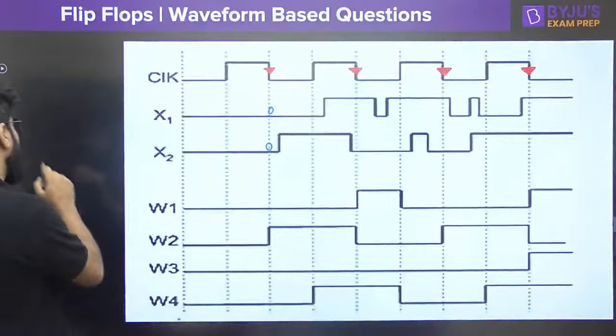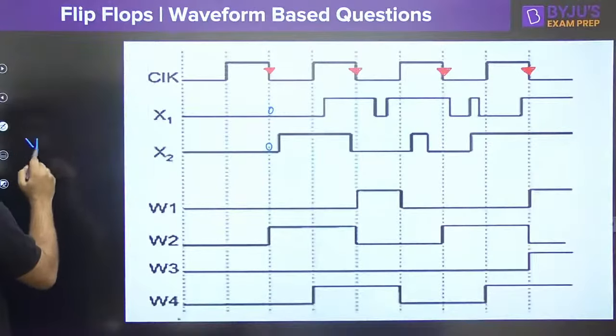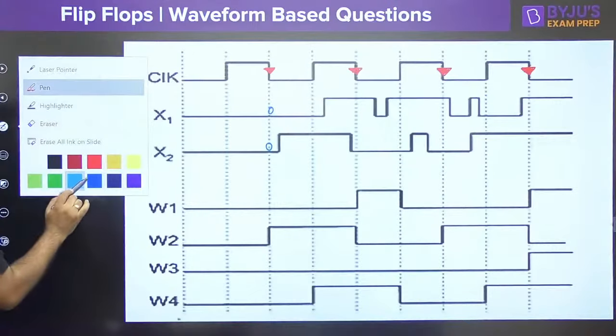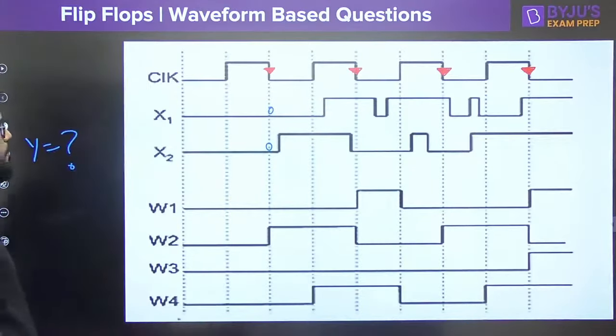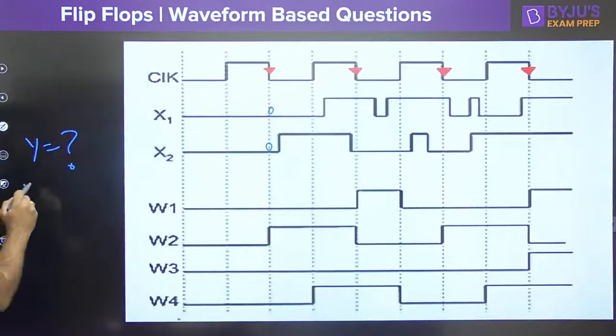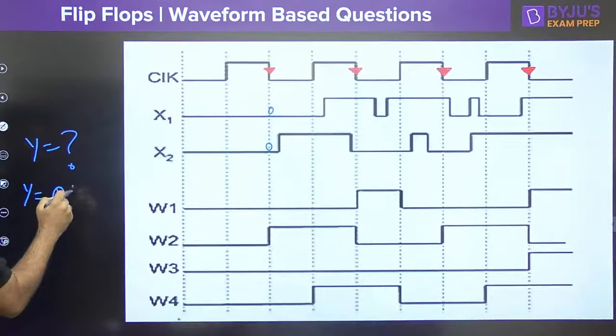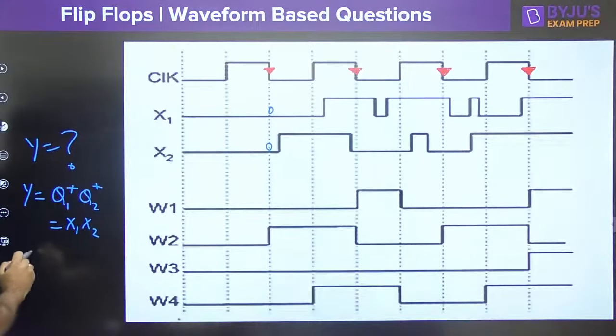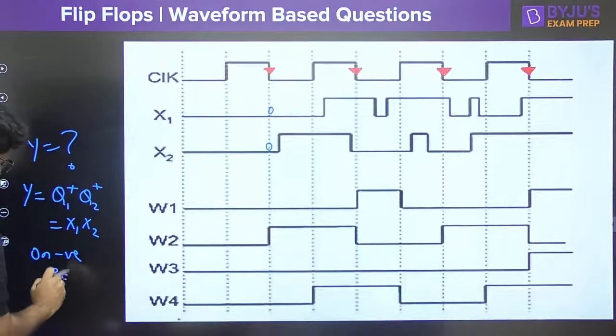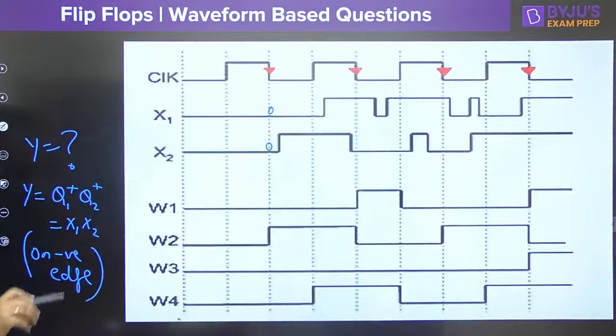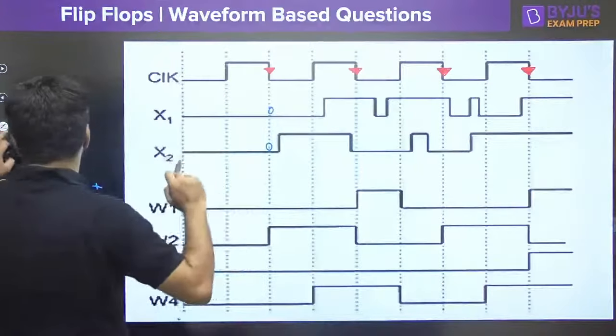We are trying to find out what the output Y is. What is the output Y? So what should be the final output Y? Y is the product of Q1 plus and Q2 plus, that is equal to X1 X2 on the negative edge. आपको नेगेटिव एज पे चेक करना है केवल. So let's come to the next negative edge, guys.